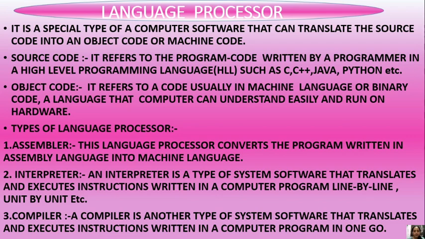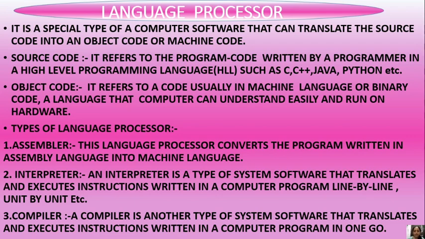And a compiler is another type of system software that translates and executes instructions written in a computer program in one go. So this is the difference between interpreter and compiler. The interpreter will check the program line wise, it means each instruction line by line, and the compiler will check the complete program in one go.